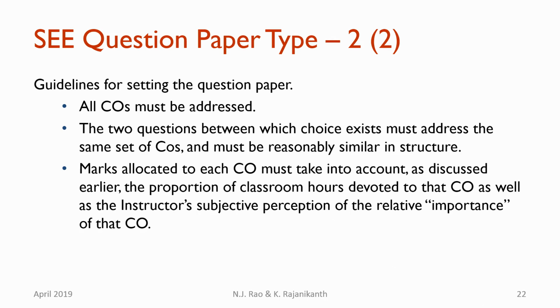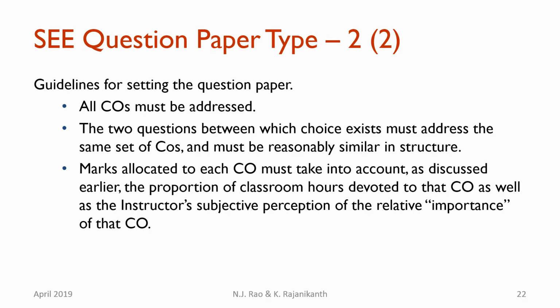So, if question 1 is addressing CO1 and CO2 and the choice is with question 2, it also must address CO1 and CO2, and they must be reasonably similar in structure, in the sense that if CO1 is given a weight of 8 and CO2 is given a weight of 12 in one question, the choice also must be quite similar. CO1 again 8 marks, CO2 12 marks. The subdivisions could vary, but the total marks allocated must be similar. The cognitive levels chosen also must be similar in structure. It does not mean that there cannot be any variation, but the variation should be minimal.